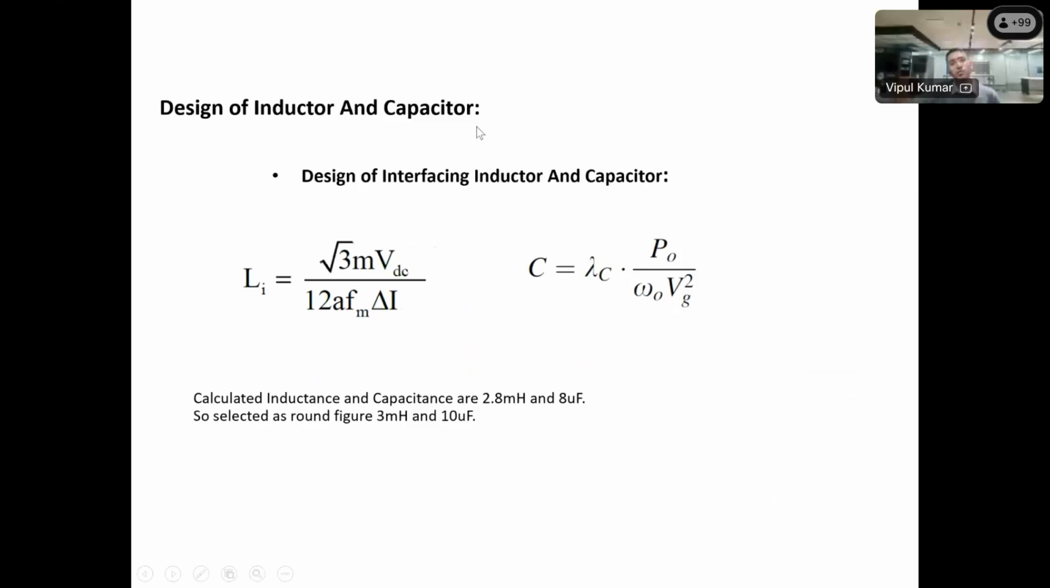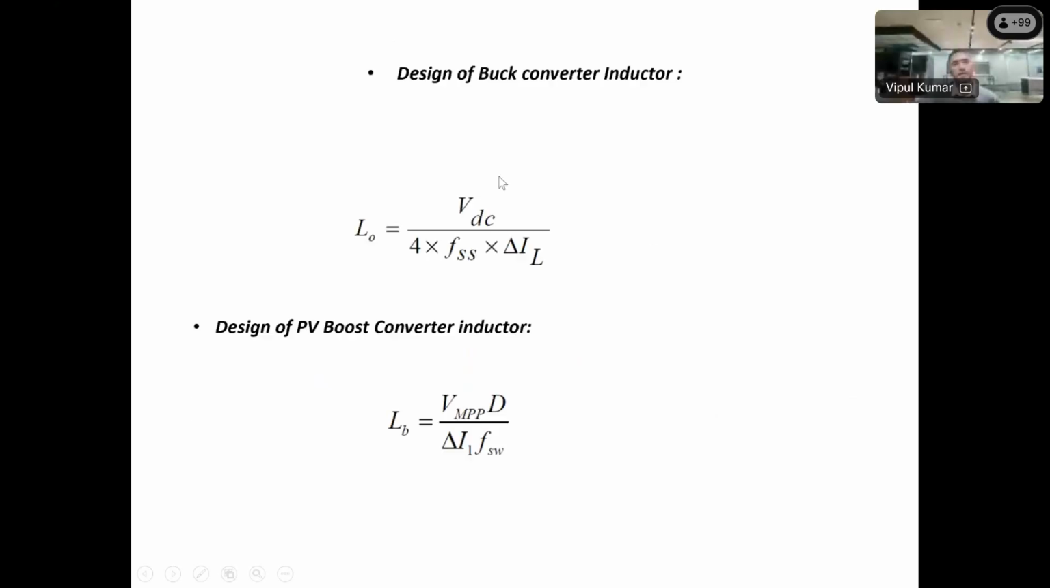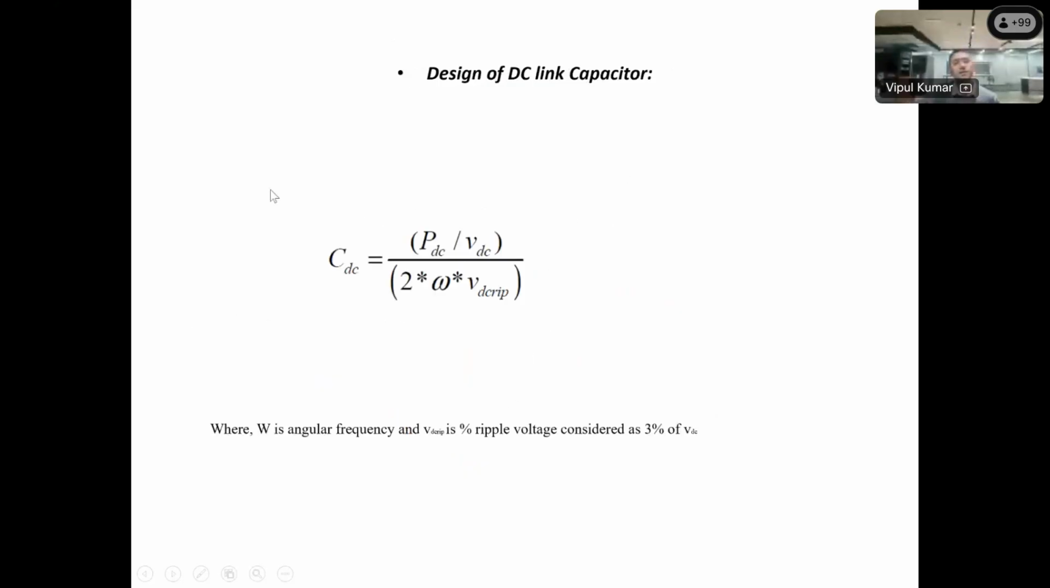So this is the design, how we design the LC filter. This is the formula, with DC-link voltage, ripple in the current, switching frequency, and modulation index. So depending on the parameters, we design the inductor and the capacitor of the inverter side. And the buck converter inductor, how to design it, with delta I as the ripple and the switching frequency. The boost converter formula is also there, where D is the duty, how much duty we are going to give. This is how we design the DC link capacitor, the formula of the DC link capacitor.